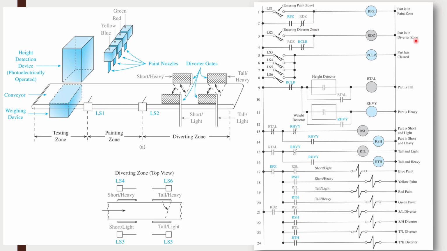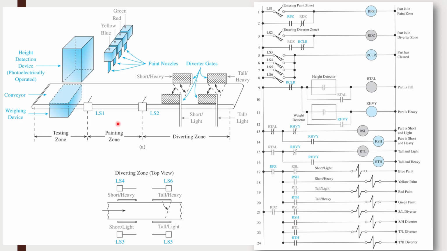RDZ means the part's in the diverter zone, which is down here, and it's not. It's not, so that's not going to be picked up. It means that's going to be closed. So current can flow around this limit switch, keeping RPZ energized.